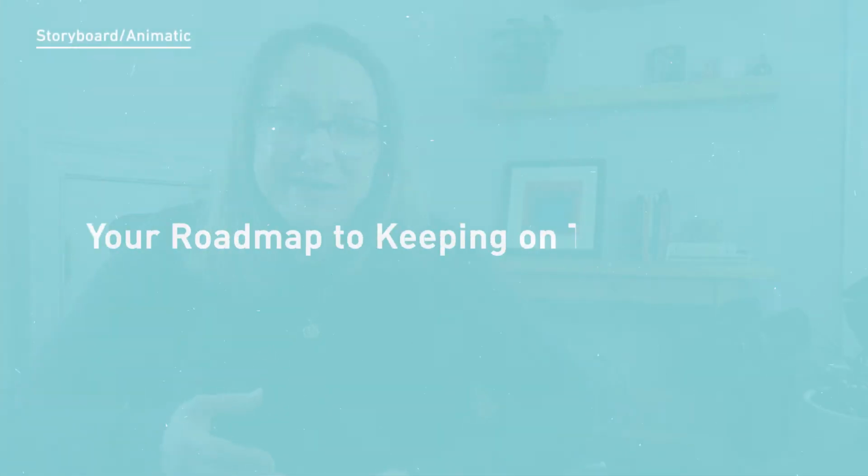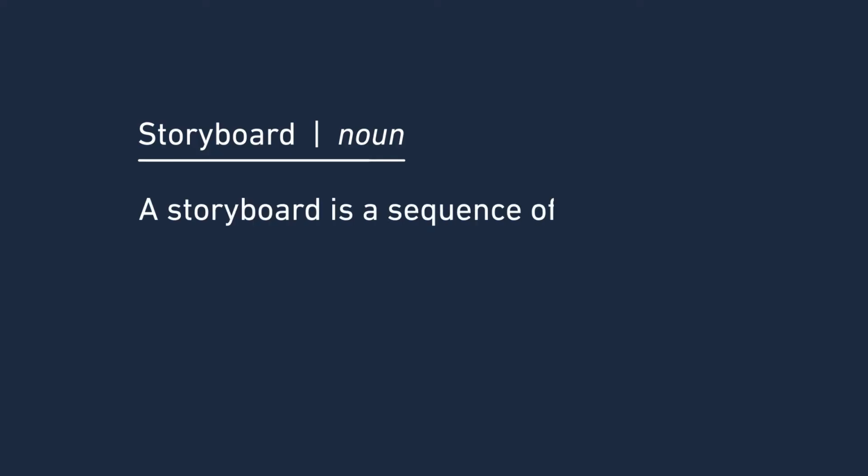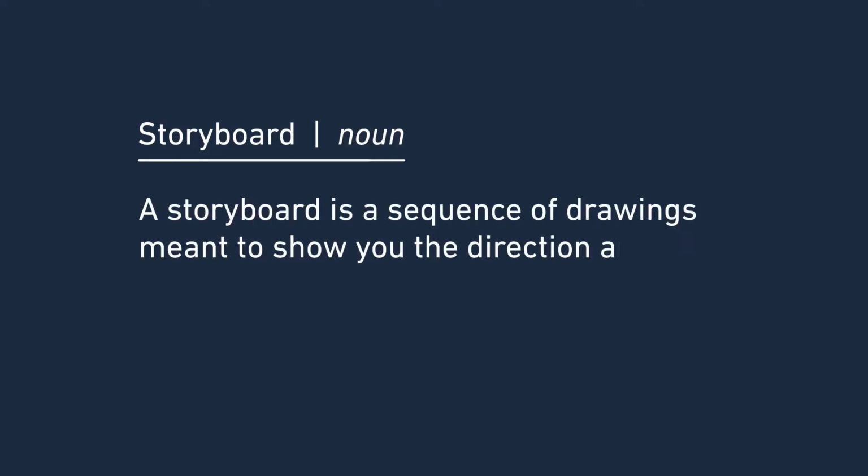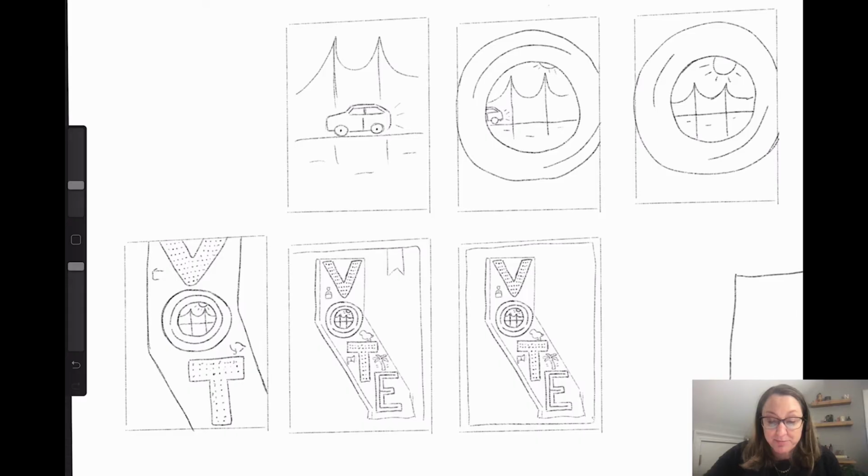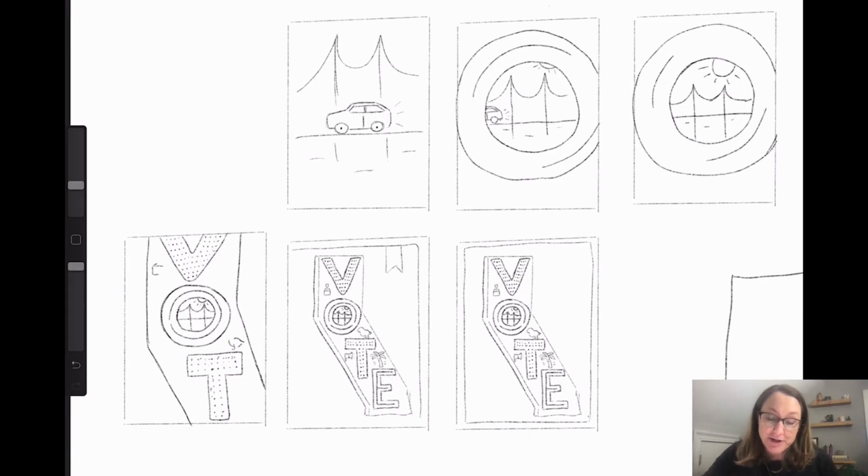Pretty cool, huh? The next step was to create a storyboard and animatic. These would be the roadmap for my animation and keep me on track throughout the project. A storyboard is a sequence of drawings meant to show you the direction and pacing of your overall project. My voting project started with California. And for each individual state, I wanted to have a little illustration representing that state. So for California, I chose the Golden Gate Bridge and I wanted to have a car drive across it.